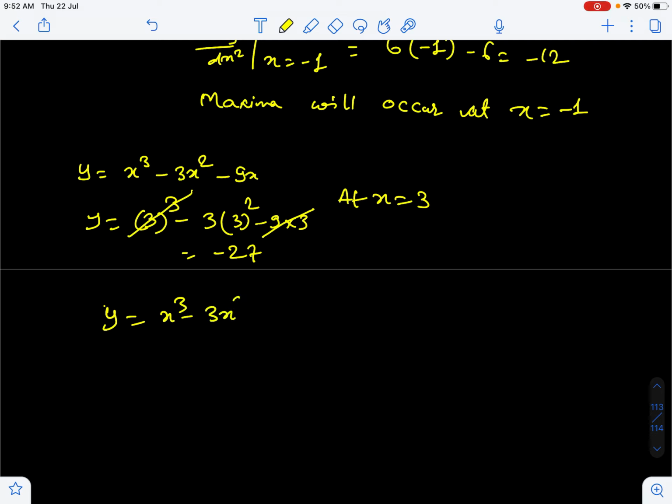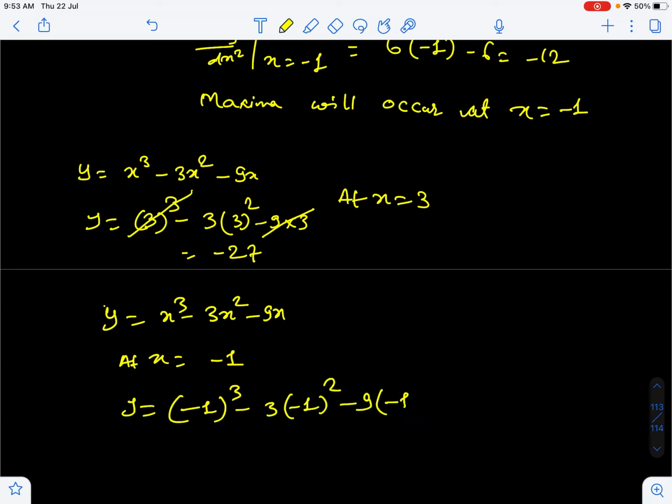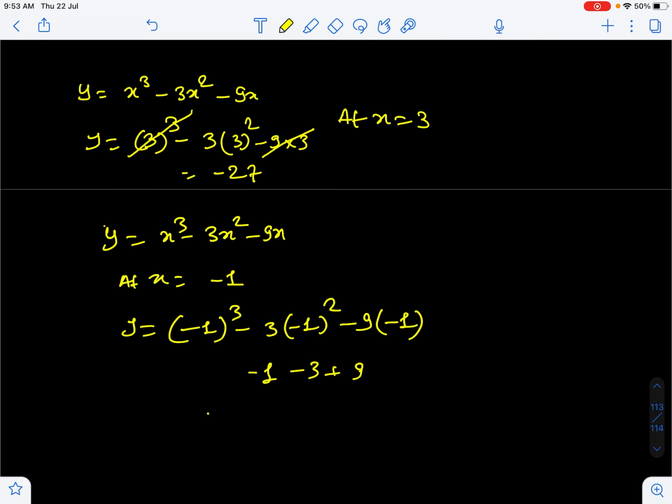y is equal to again x cube minus 3x square minus 9x. At x is equal to minus 1 I am checking. y is equal to minus 1 whole cube minus 3 into minus 1 whole square minus 9 into minus 1. So this will be plus 9, this will be minus 3, and this will be minus 1. So the value of the function is positive 5.